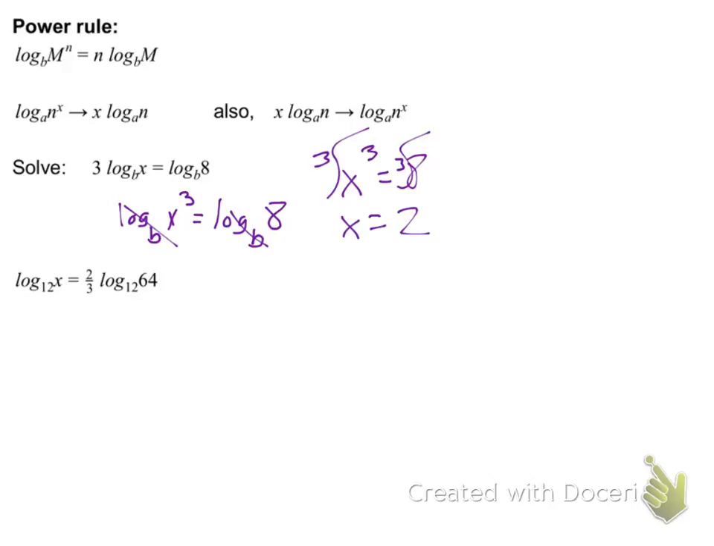So, I want you guys to take the time and solve log base 12 of x equals 2/3 log base 12 of 64. What's my first move? What should I do? Right. Move the 2/3 to an exponent position on 64. And at this point, take the logs, get rid of them. So x is equal to 64 to the 2/3.